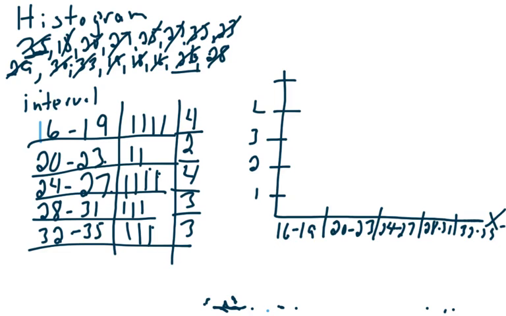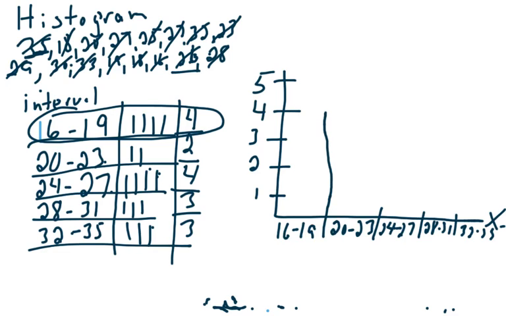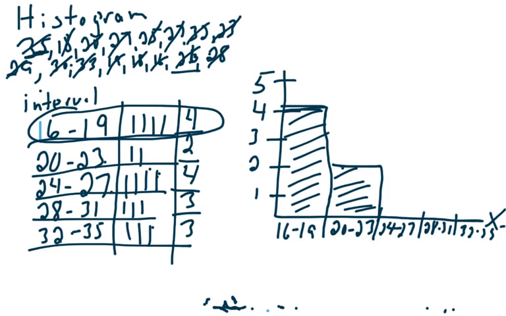And then basically for my 16 to 19 group, it goes up to 4. So I'm going to take this up to 4 and mark that off. Okay, that's my first bar. All my bars should be the same width. 20 to 23 goes up to 2. I go up to 2, and I draw it. Here's what I mean by touching. There's no space in between this and this. They're touching. All the bars are always touching.